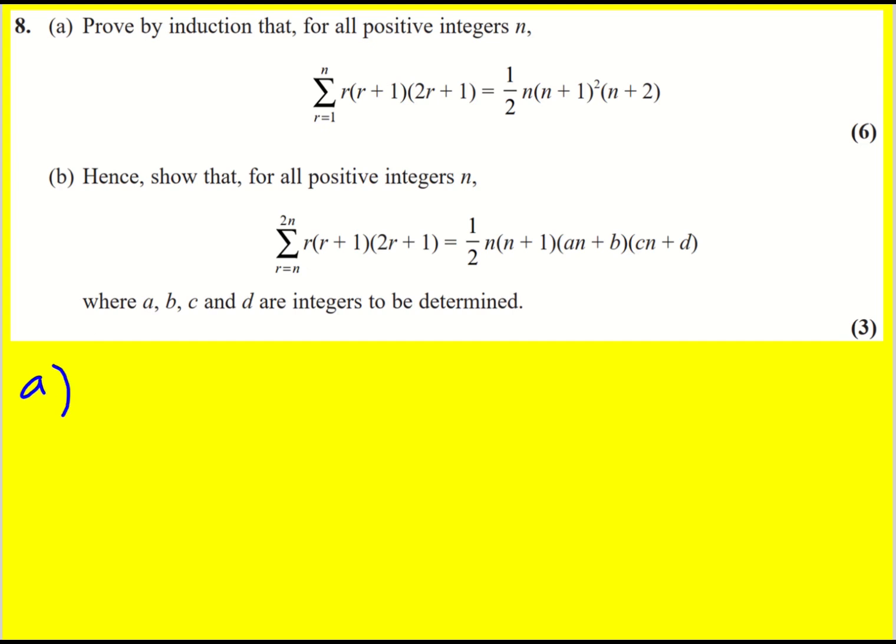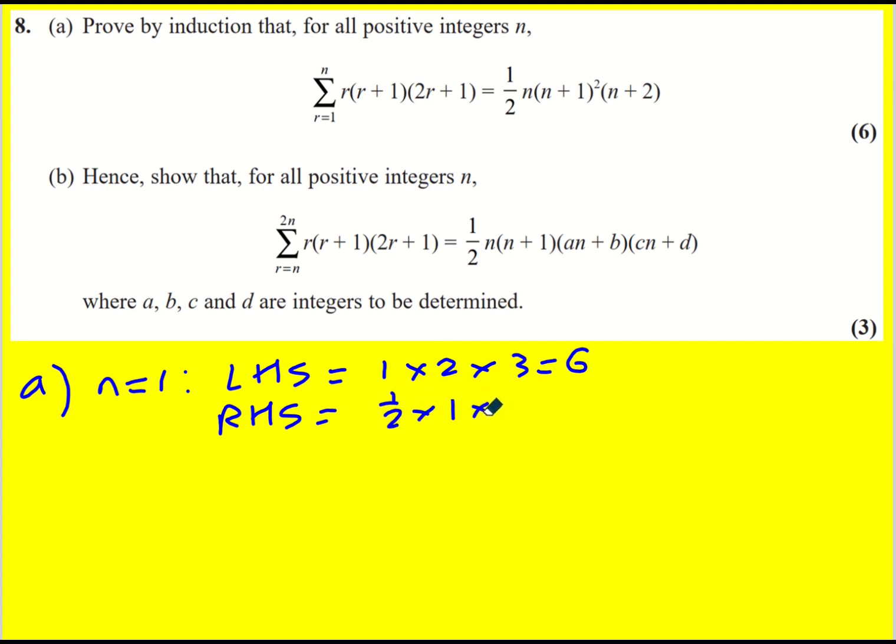Prove by induction this summation formula. So I am first of all going to go with n equal to 1. And the left-hand side will equal simply, going from r equals 1 up to 1, so it's going to be 1 times 2 times 3, which is 6. And the right-hand side is a half times 1 times 2 squared times 3, which again becomes 6. So it's true.